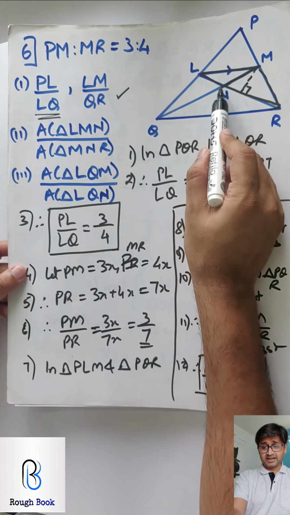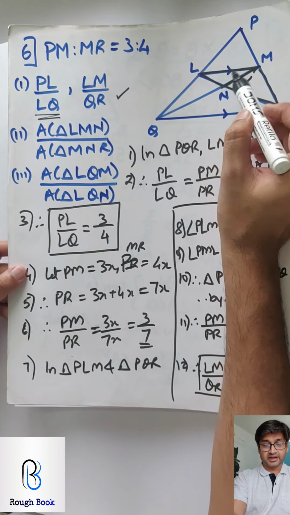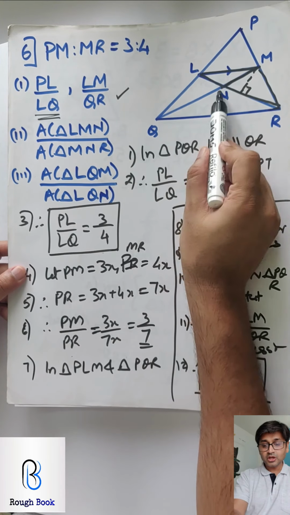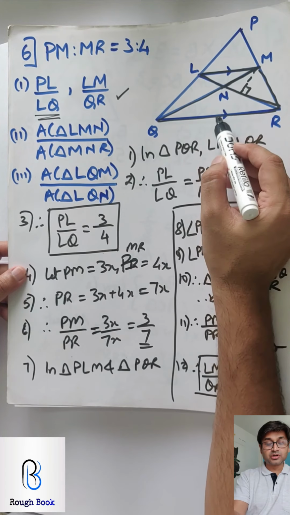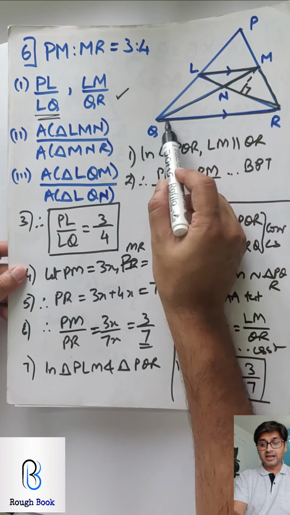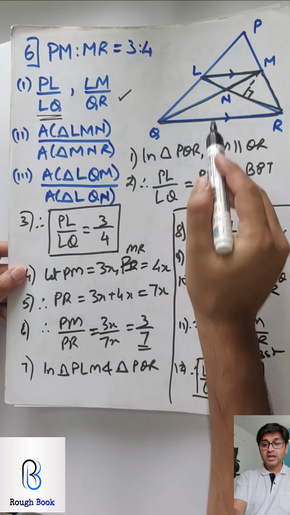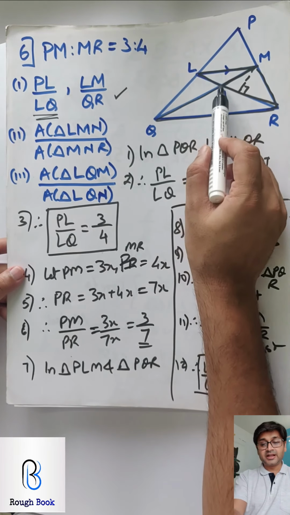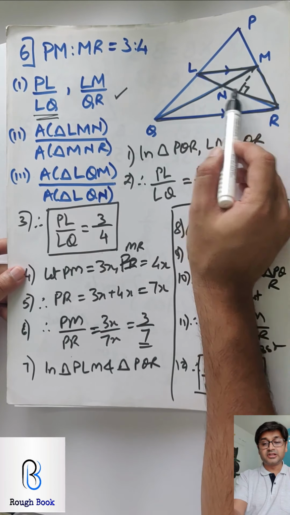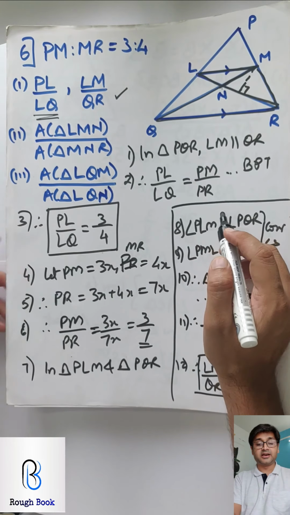How will you get LN and NR? You will take these two triangles, L and M, Q and R, this one down, and prove these two triangles similar. Therefore LM upon QR is equal to LN upon NR by CSST. Once you get LN upon NR, after that we'll jump into these two triangles and get their areas.